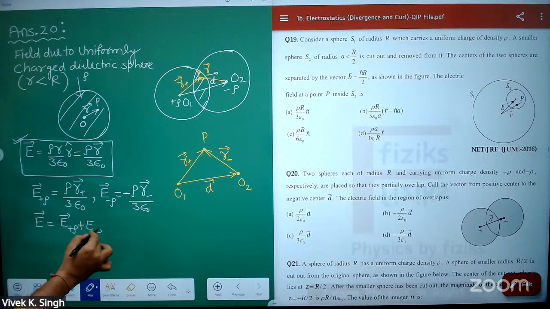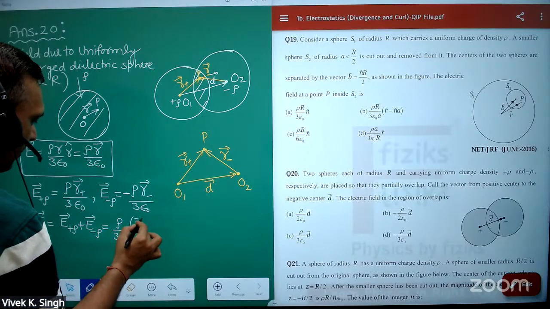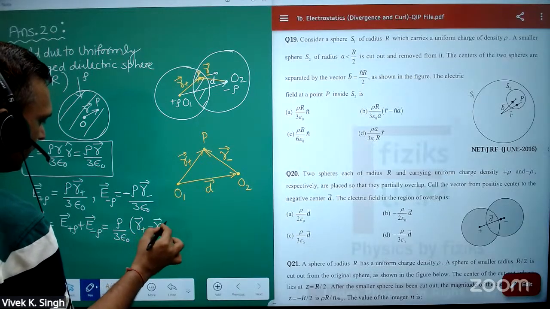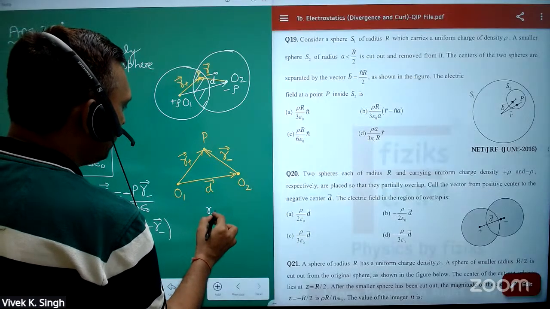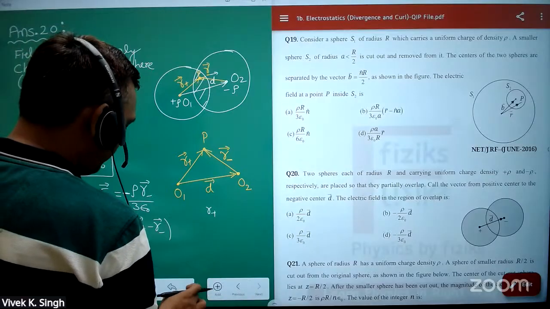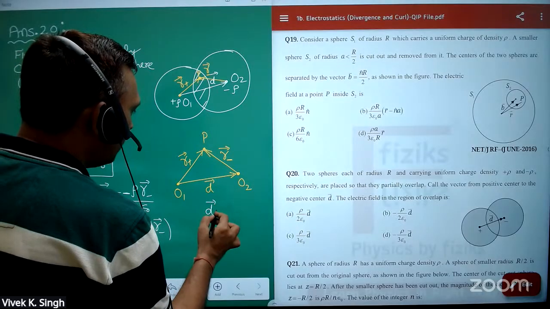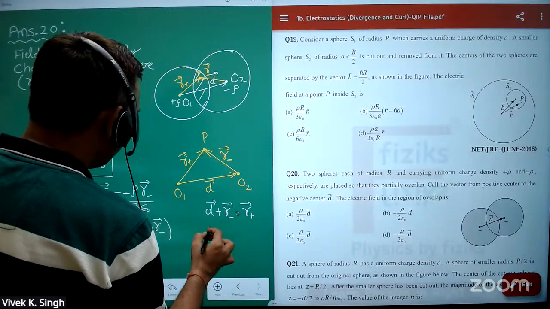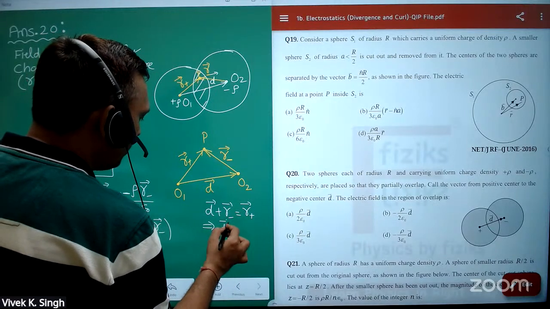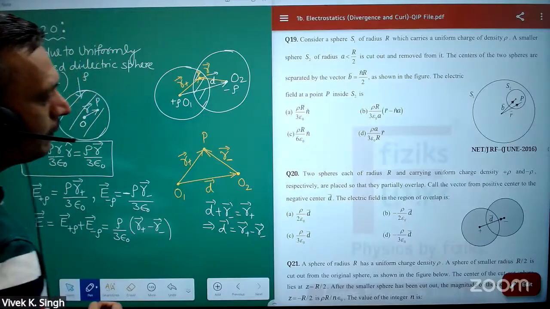Vector sum of these two fields. And this is rho by 3 epsilon naught, R plus minus R minus. Now you just see what is the vector sum. Vector sum is given by R, D plus, let's see, D plus R minus is R plus. So vector D is given by R plus R minus. Okay?